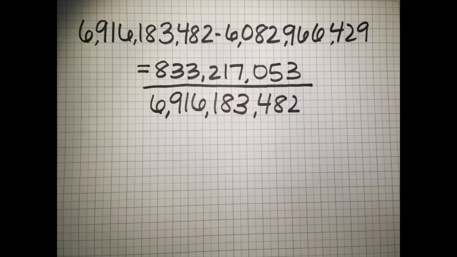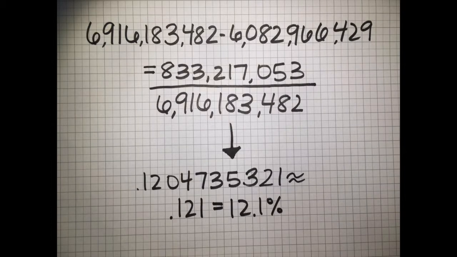To get the growth rate, I divided that number by the population in 2010, and this comes out to about 0.121, or 12.1%. This means that the world population grew about 12.1% in the 10 years between 2000 and 2010. I will be using this rate to find the projected world population for many years in the future.